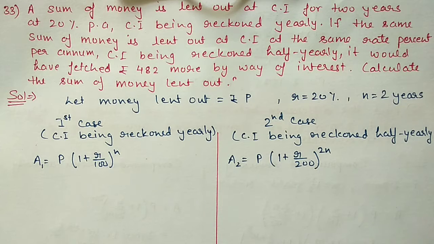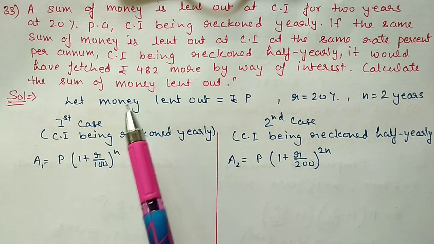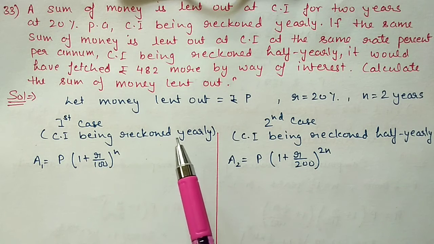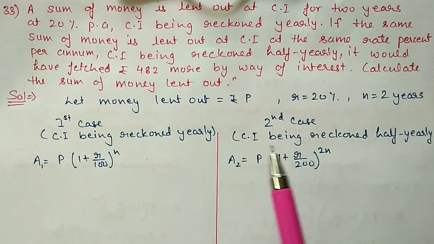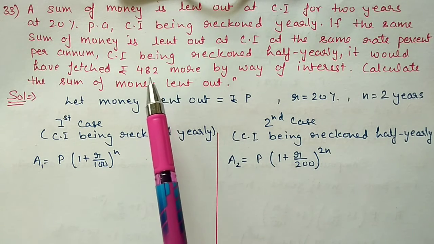Next question number 33. A sum of money is lent out at compound interest for 2 years at 20% per annum, compound interest being reckoned yearly. If the same money is lent out at compound interest at the same rate of interest per annum, compound interest being reckoned half yearly, it would have fetched rupees 482 more by way of interest. Calculate the sum of money. So in this question they have given the same money, first lent out at compound interest yearly, and then in the second case half yearly.